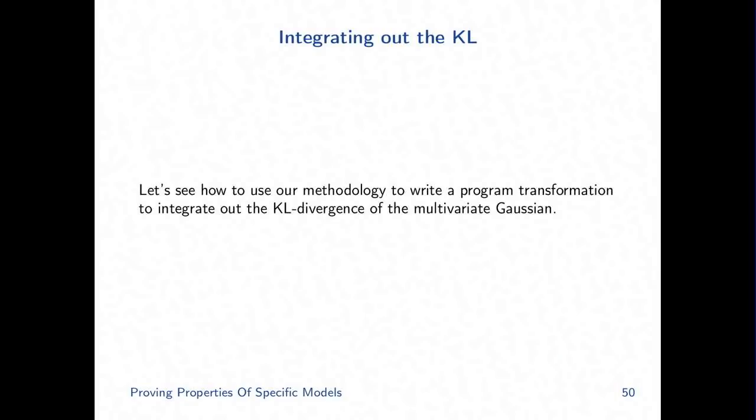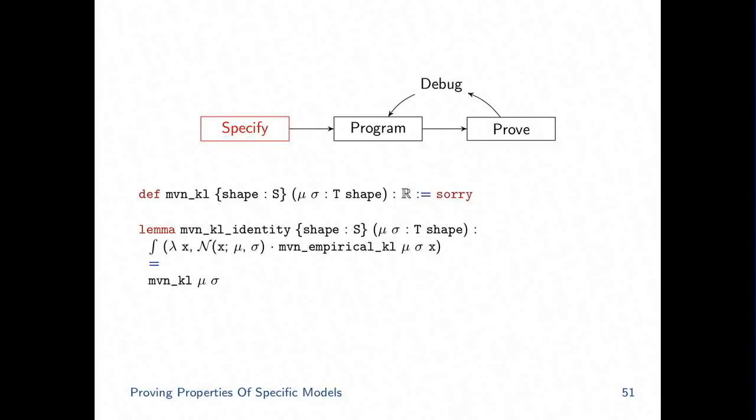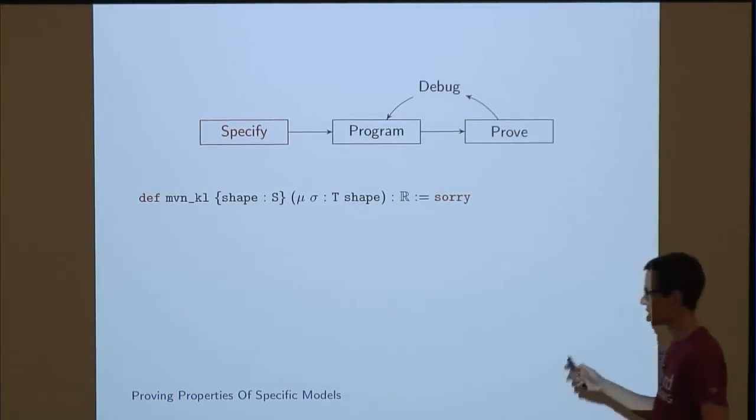So let's see how to apply our methodology to this problem of writing a program transformation to integrate out the KL divergence. As always, we start by specifying what we're trying to implement. First we're just going to do the computer algebra part. Here's a placeholder for the closed form of the KL divergence, which we don't know what it is yet.